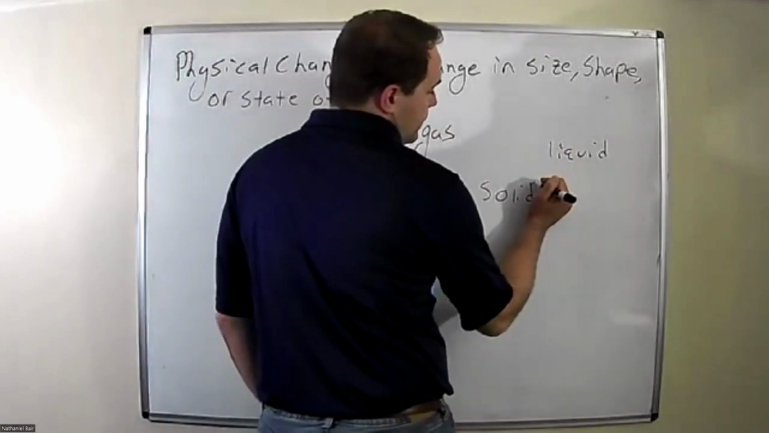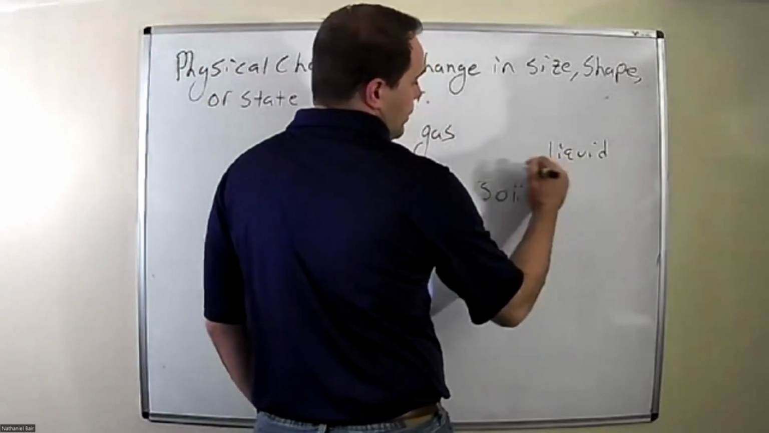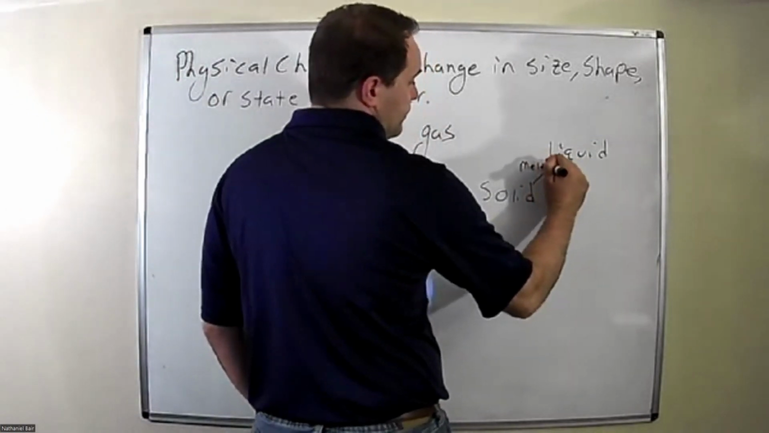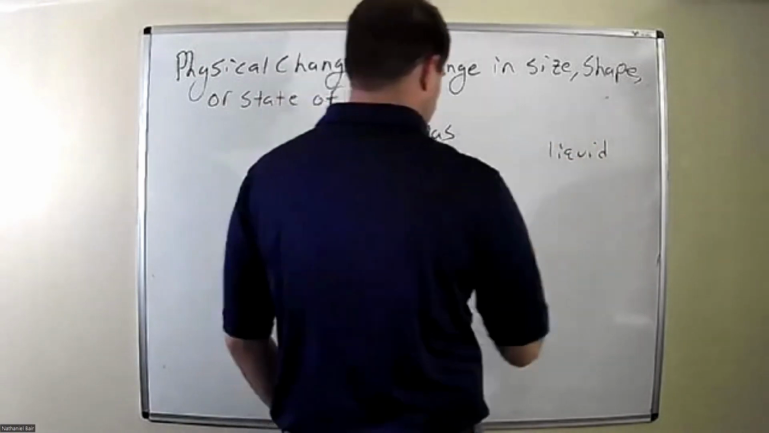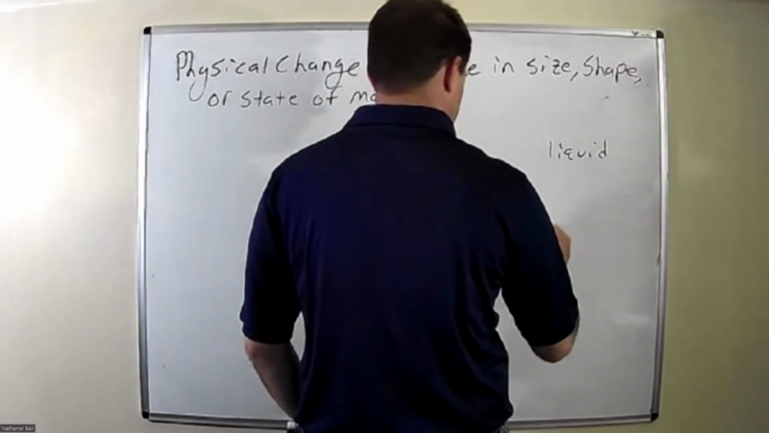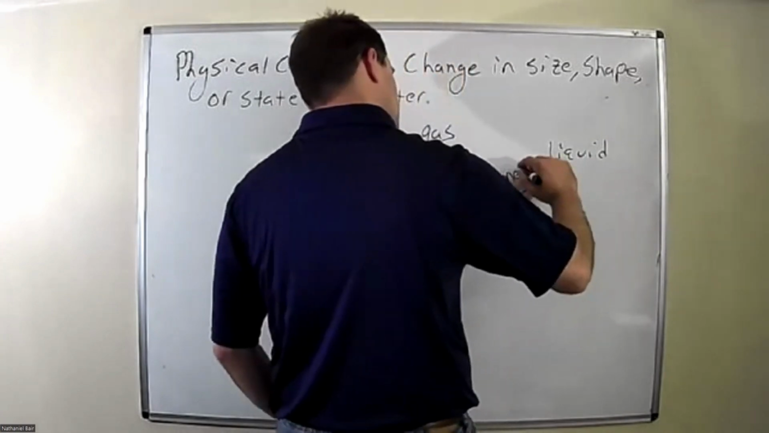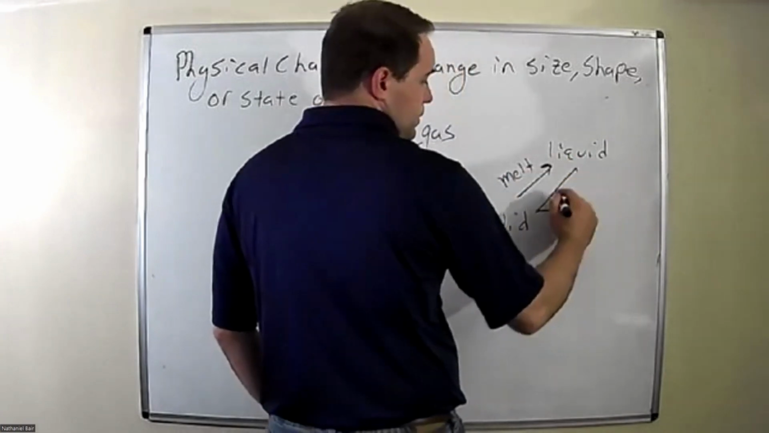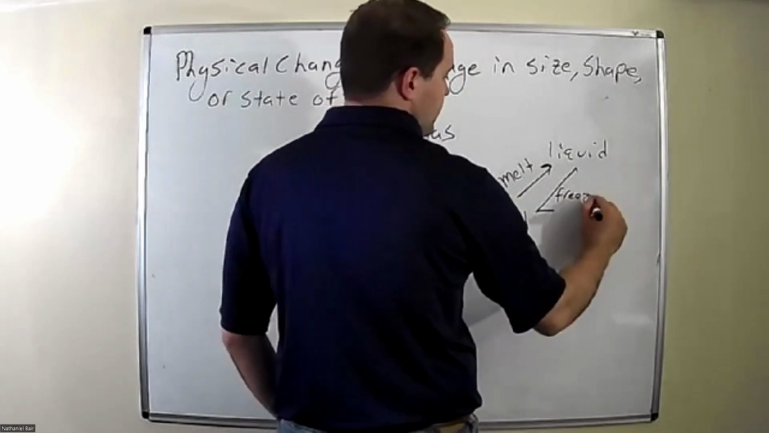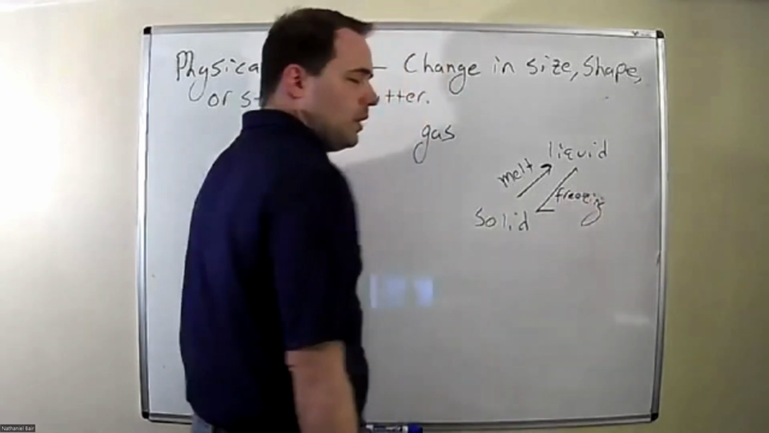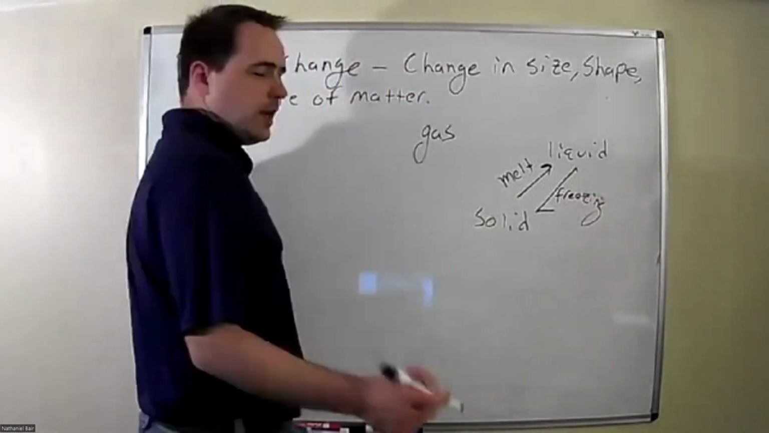When a solid turns into a liquid, we call that melting. I should have made this a little bigger, huh? And when a liquid turns into a solid, we call that freezing. You guys already knew that. Those are the easy ones. Get the easy ones out of the way.